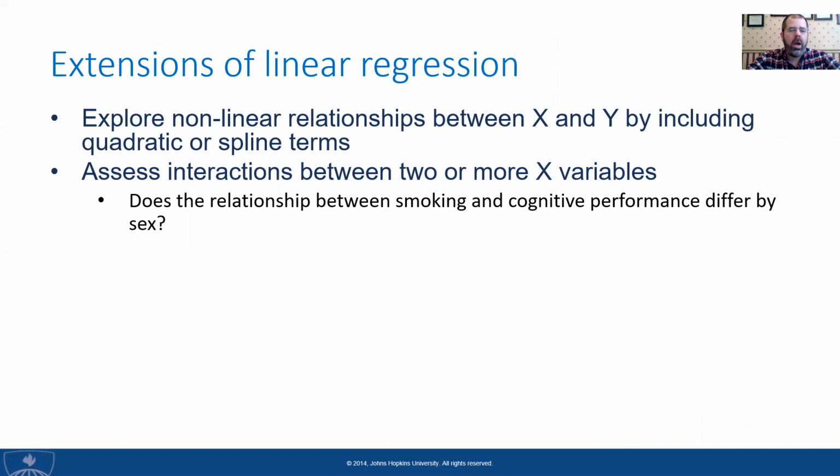When should we use extensions of linear regression? There are lots of advanced uses for linear regression that you can look into on your own time later on. For example, we can explore nonlinear relationships between X's and Y's by including quadratic terms or spline terms. We can assess interactions between two or more X variables. For example, say that we're looking at the relationship between smoking and continuous cognitive performance. We can ask, does the relationship between smoking and cognitive performance differ by sex, for example?